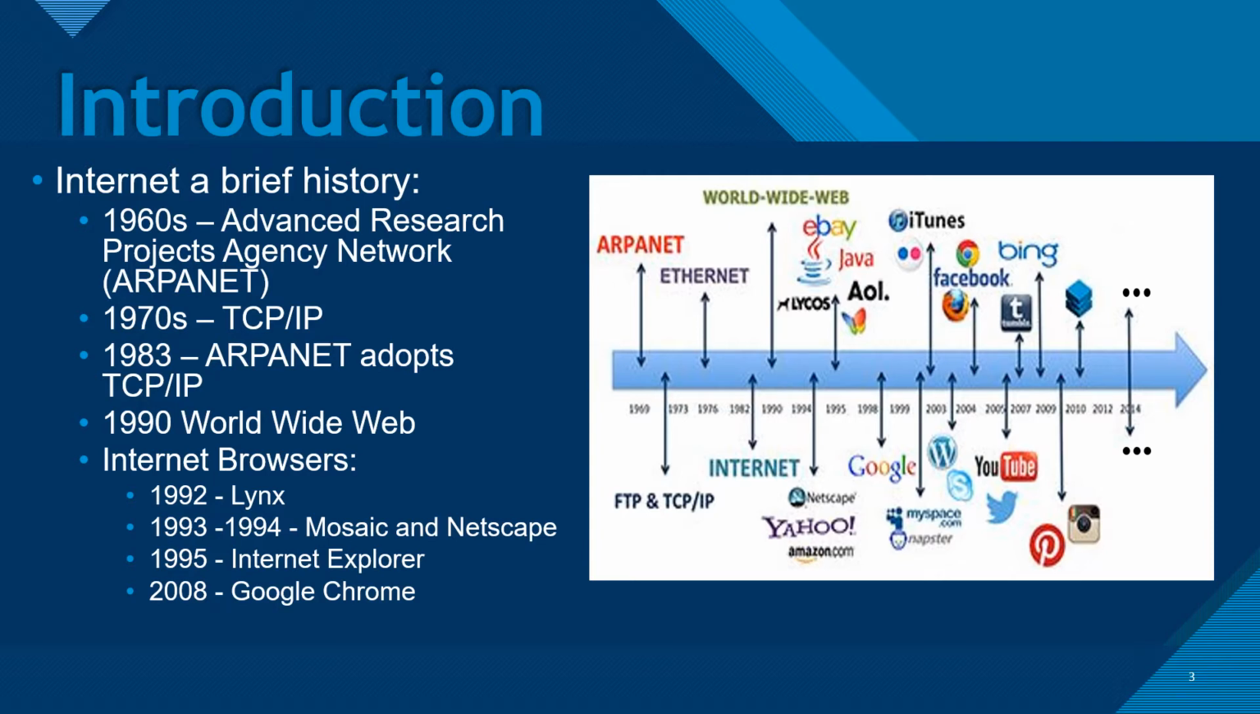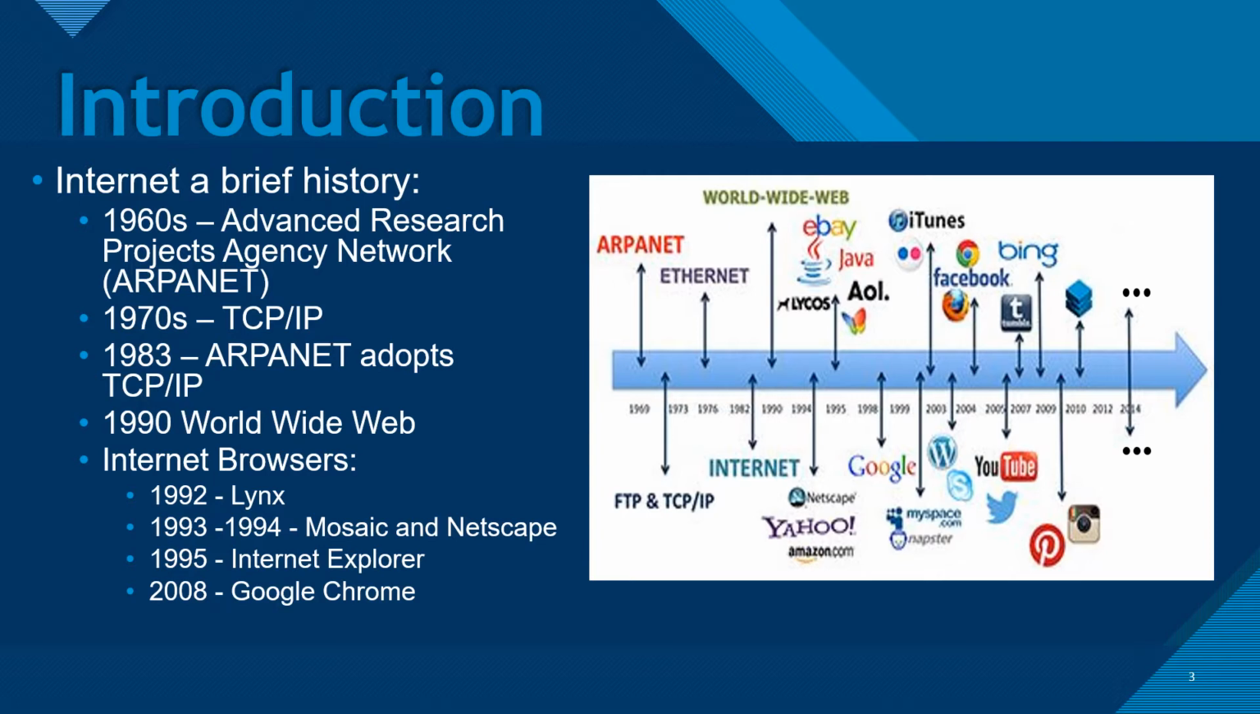TCP/IP is the current standard for transmitting data between multiple networks. In 1983, ARPANET adopted TCP/IP, and researchers started to construct the network of networks, which eventually became our modern internet. By 1990, the World Wide Web was created and has become the most popular form of accessing the internet today.